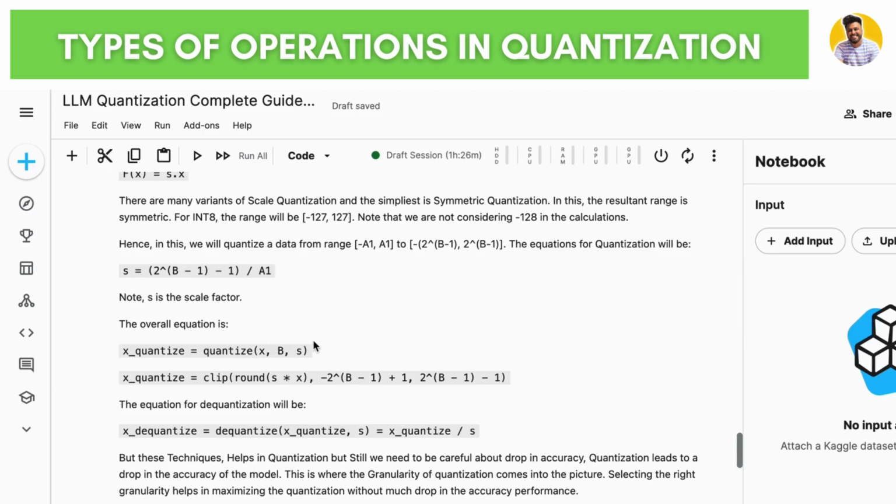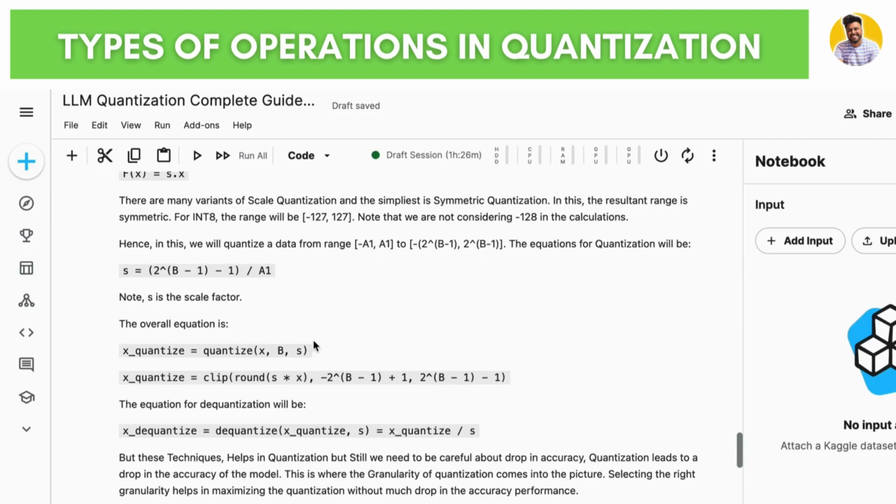But these techniques help the quantization, and still we need to be very careful about the drop in accuracy, because quantization leads to a drop in accuracy due to converting the high precision values into the low precision values. So that's where the granularity of the quantization comes into the picture. We need to select the right granularity, helping in maximizing the quantization without much drop in the performance.